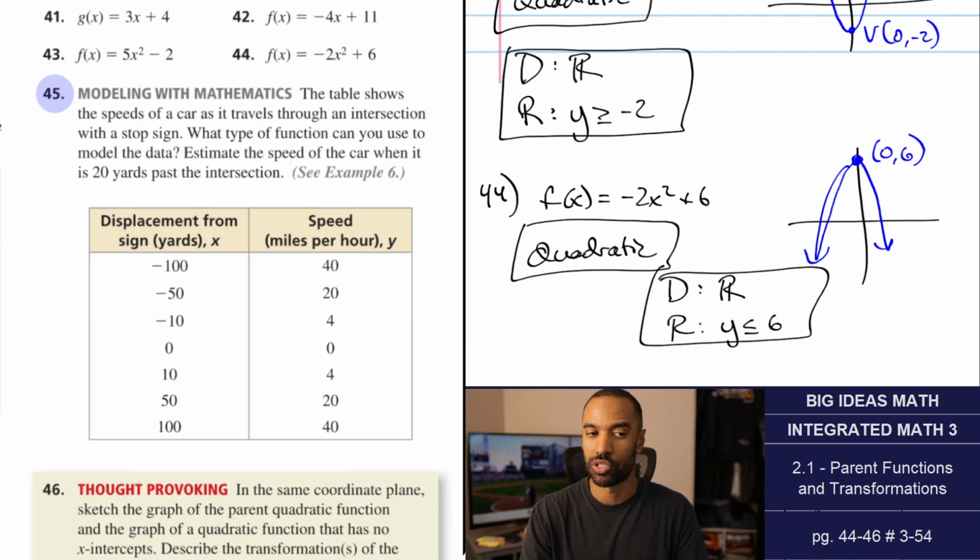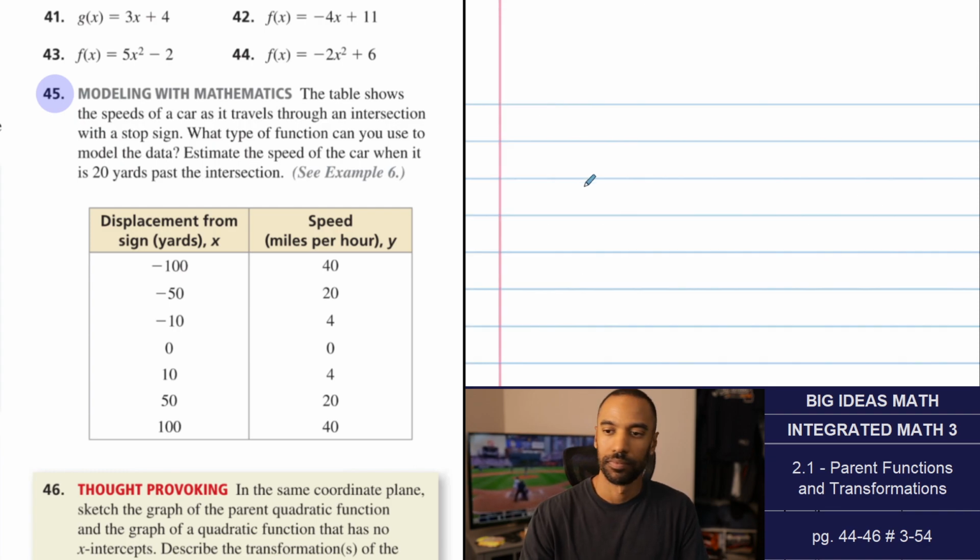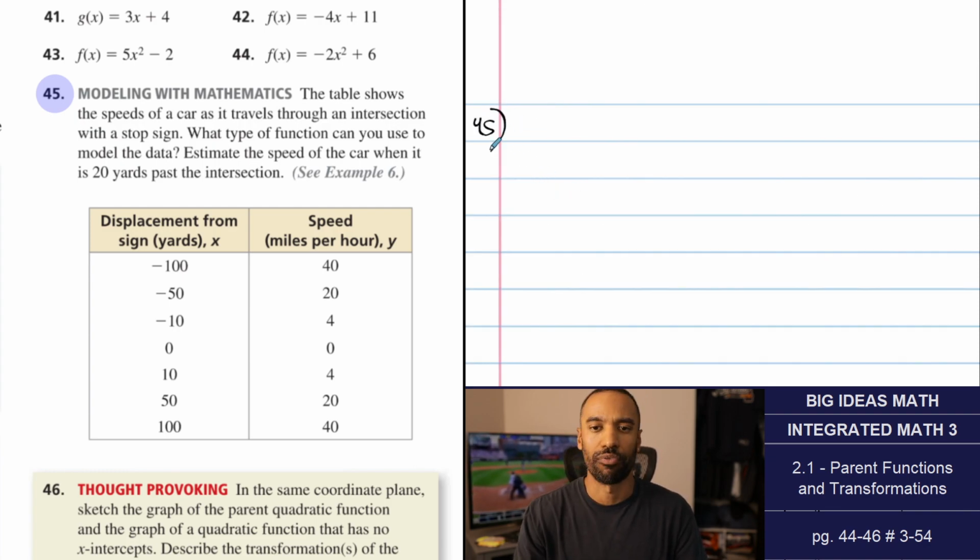We have 10 more questions to do. Modeling with mathematics. How long have we gone so far? Hour 45. This will be a 2-hour plus one.